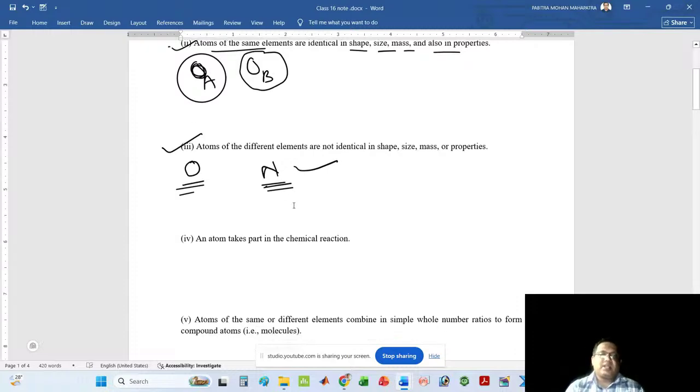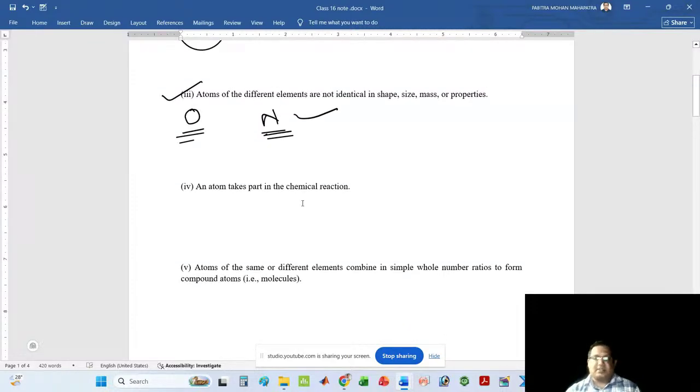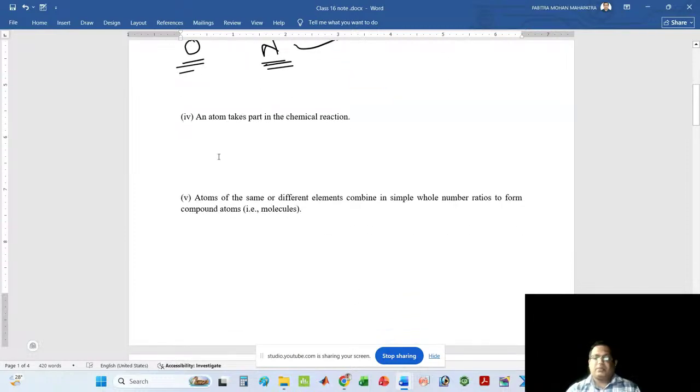Next point is that atoms take part in chemical reactions. If you think about a chemical reaction, suppose hydrogen reacts with oxygen to give water. This is a chemical reaction. If you want to balance it, 2H2 plus O2 gives 2H2O.